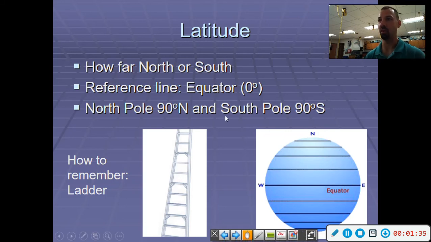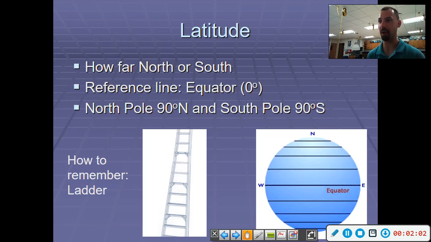All right, so latitude is a measure of how far north or south of the equator. So we always look at what our reference line is, and then we measure from that area. The equator is a horizontal line across the middle of the Earth, and we're measuring how far north or how far south by 90 markings all the way up to the North Pole, and then 90 markings all the way down to the South Pole.